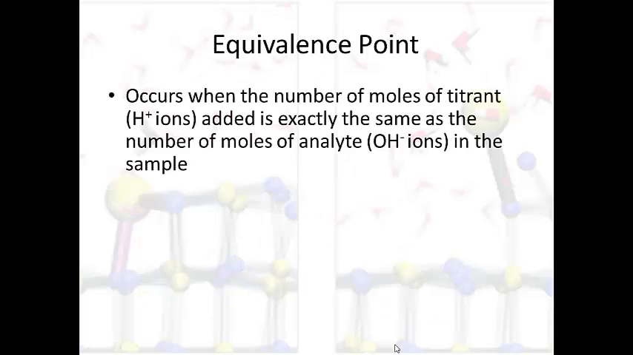Equivalence point. The equivalence point of a titration occurs when the number of moles of titrant is what you're adding to your sample, so it's what is in the burette. This equivalence point occurs when the number of moles of that titrant, in our case HCl, added is exactly the same as the number of moles of the analyte. That's the sample, that's what you're adding the titrant to. In this case it's the OH- ions from the dissolved solid, the dissolved hydroxide in the sample.